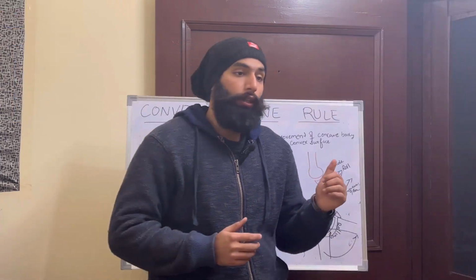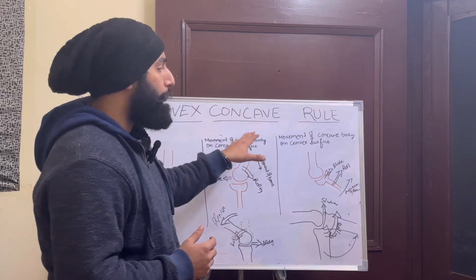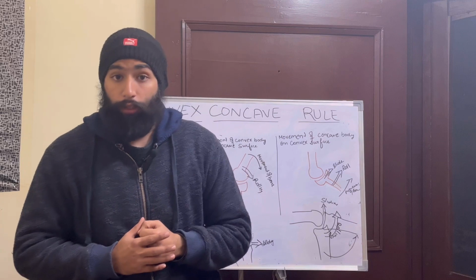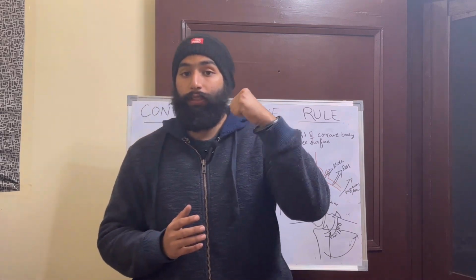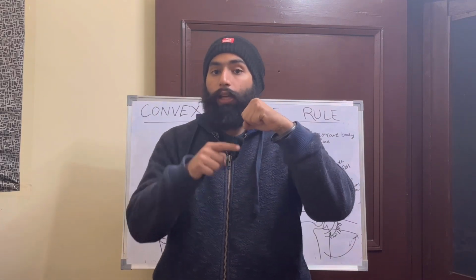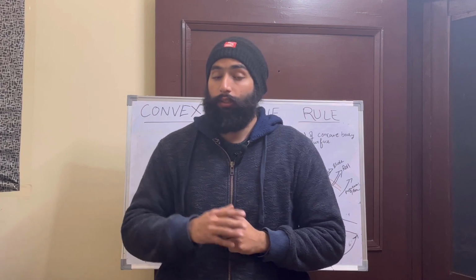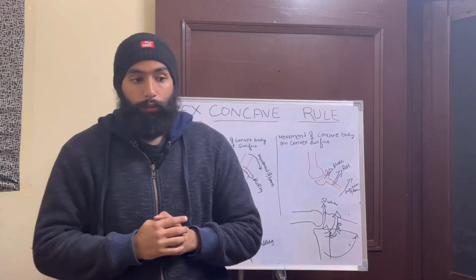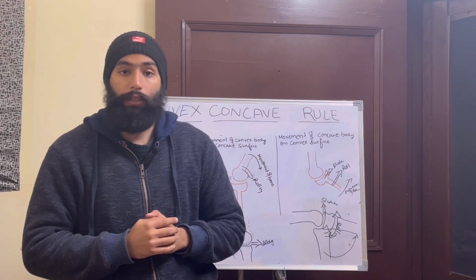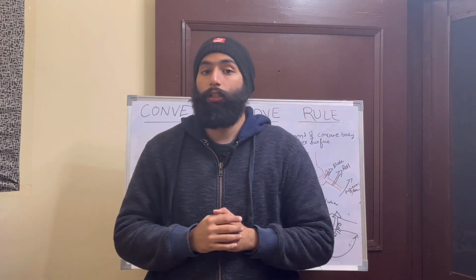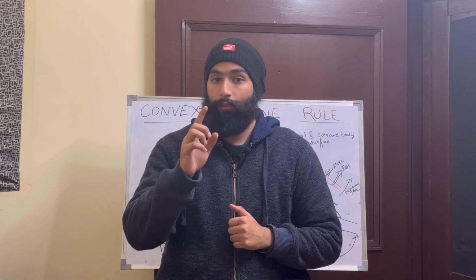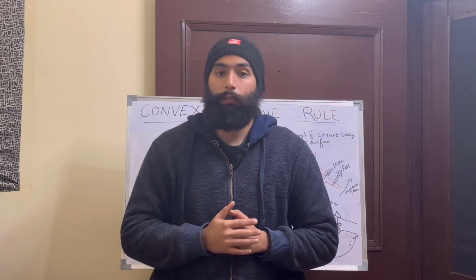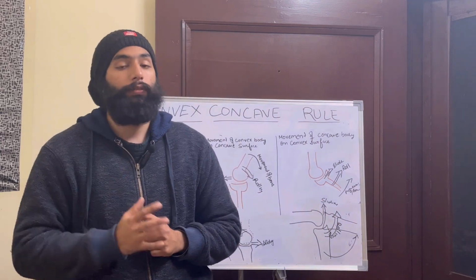Now coming to our convex concave rule. To understand it, we will consider a joint in which one surface is convex and the other surface is concave. To understand it better, we will take the example of the knee joint. In the knee joint, the femoral condyles represent the convex surface and the tibial condyles represent the concave surface.